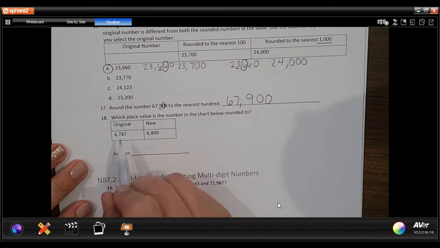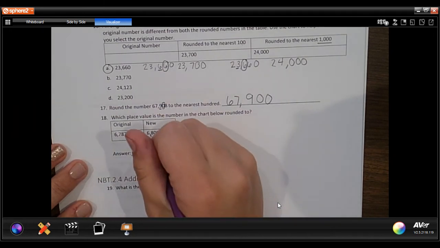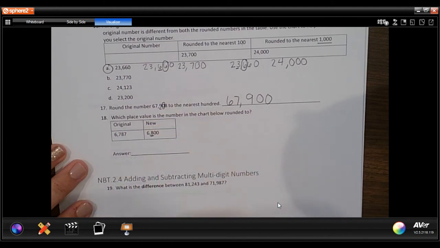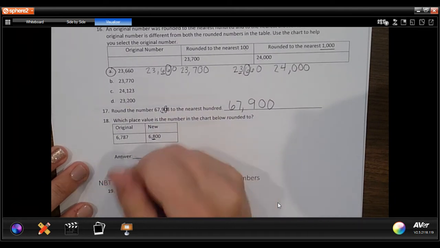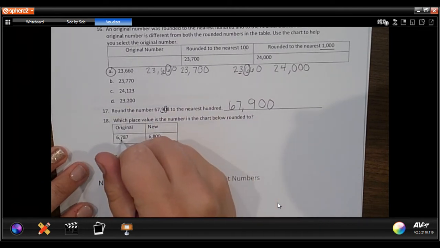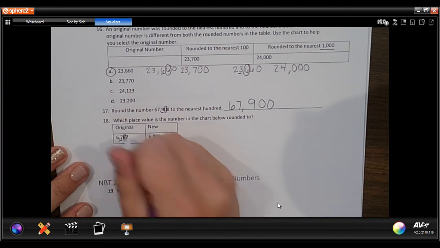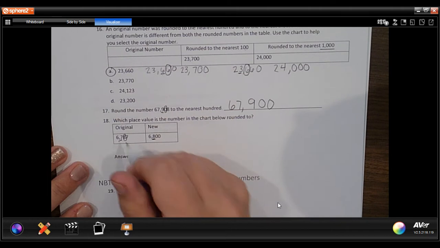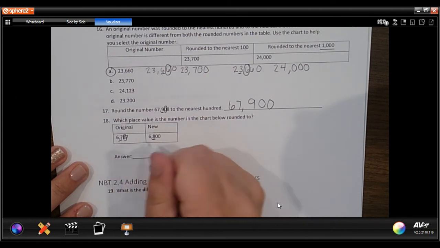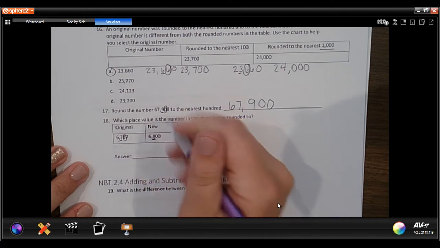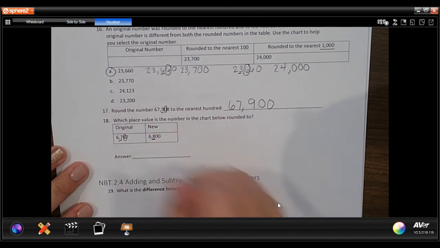Number 18, which place value is the number in the chart below rounded to? So the original number was 6,787. So I'm going to underline the first number that is not a zero, which is in the hundreds place. So let's check to see if this is rounded to the hundreds place. I'm going to underline the 7, circle the tens place, which is an 8. 8 would make this go up, climb the vine to an 8. So this answer rounded to the hundreds would be 6,800. So this is rounded to the hundreds place.